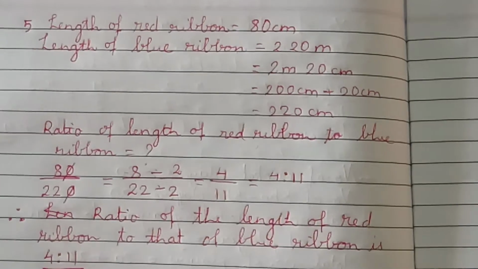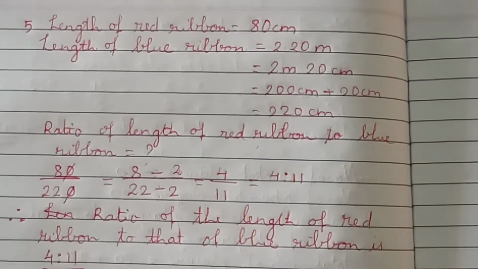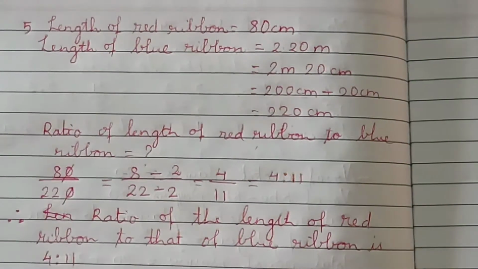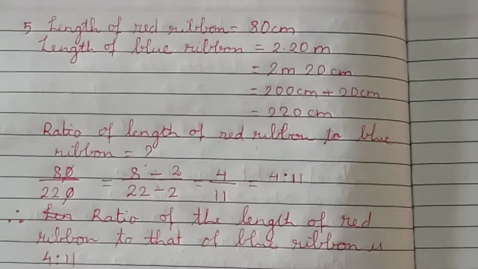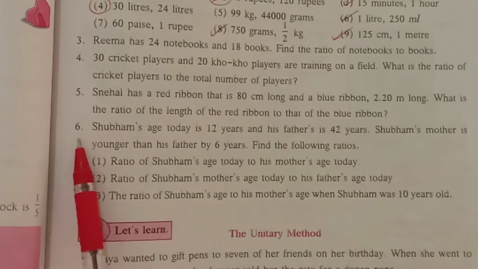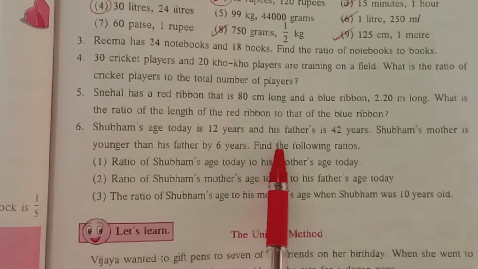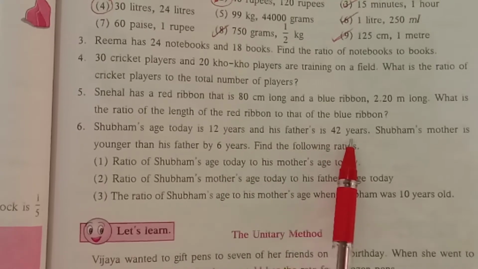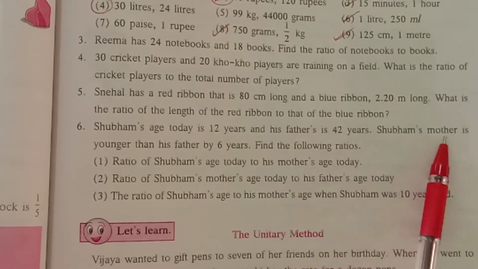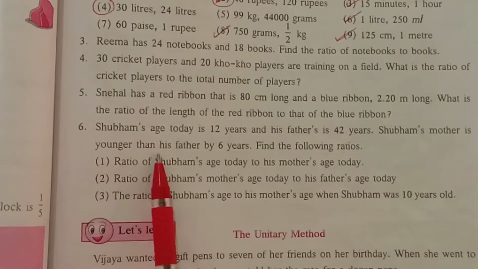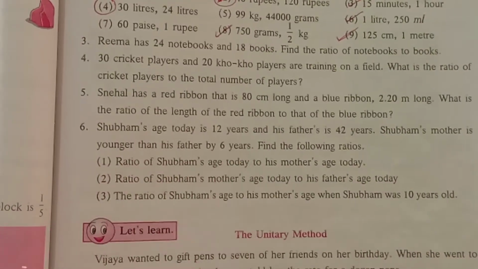Yes. So now we have finished 3 sums. Yes, so I am not writing questions. You are going to write the question and then solve this solution. Okay. Sum number 6. Shubham's age today is 12 years and his father's is 42 years. Shubham's mother is younger than his father by 6 years.